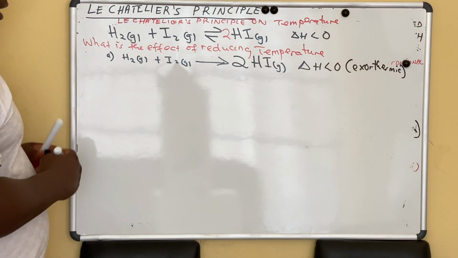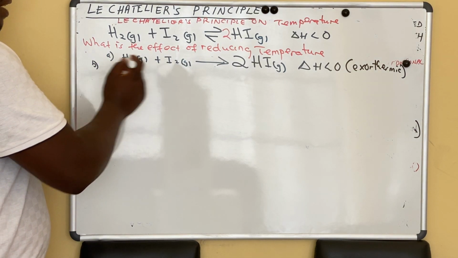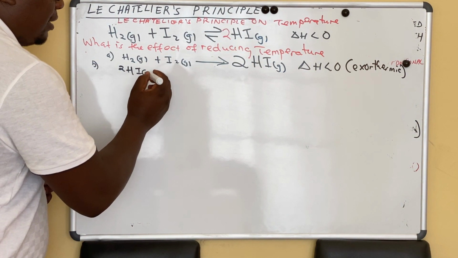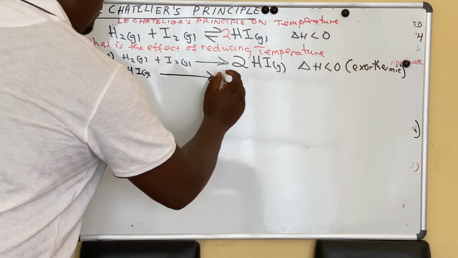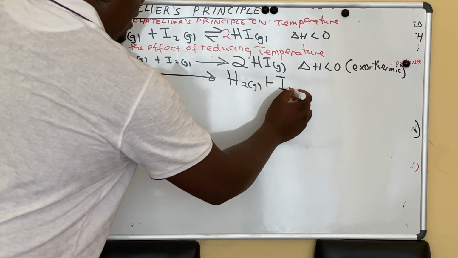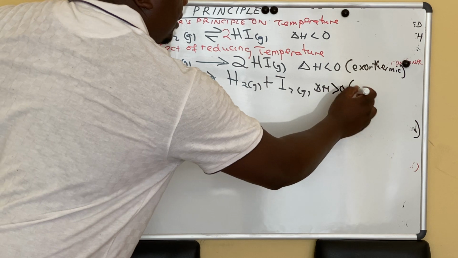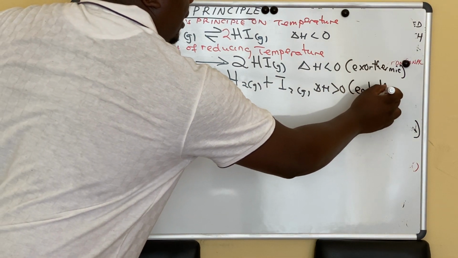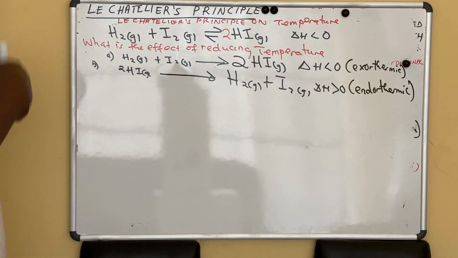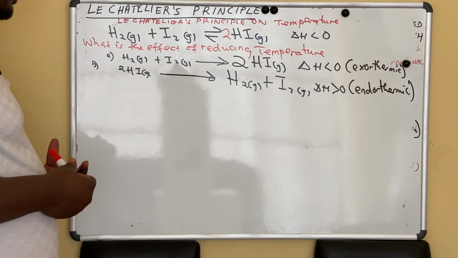But now, if I favor the reverse reaction, if I can look at B, if I favor the reverse reaction now, it means I'm going to have a little bit of hydrogen iodide, but this time I'm going to have a lot of H2 and a lot of I2. And then for this one now, delta H is greater than 0, it means it is now what? Endothermic. I hope you understand that. So I need to picture this in my head first. So they are saying, what is the effect of reducing temperature?